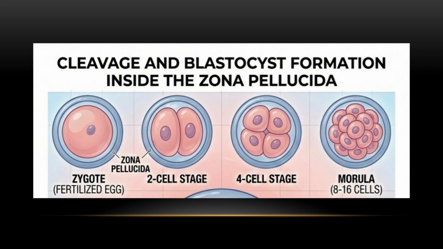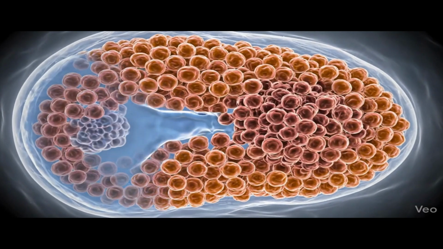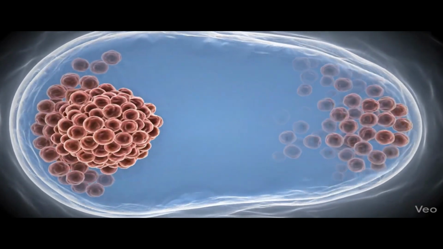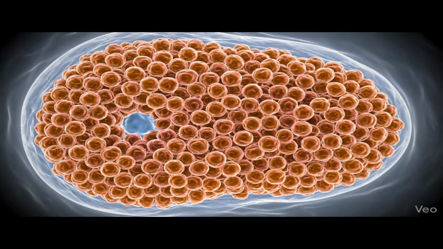On the third day of fertilization, there are 12 to 32 blastomeres clustered together, which is called a morula. On the fourth day of fertilization, the morula reaches the uterine cavity. It starts accumulating fluid from the uterine cavity through fenestrations and the zona pellucida.